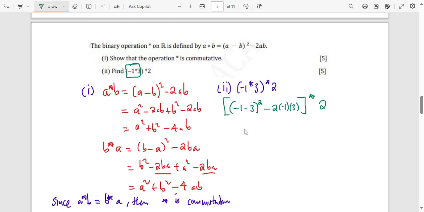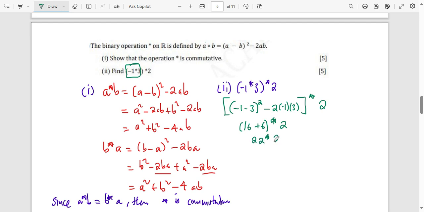So after doing this, now let's simplify. Negative 1 minus 3 is a negative 4. Negative 4 squared is a 16. And then negative 2 times negative 1 is a 2. 2 times 3 is a 6. So that is going to give us a 6. And then remember, I've got a star outside, and then I've got 2. So this is going to give us 16 plus 6, that is a 22.